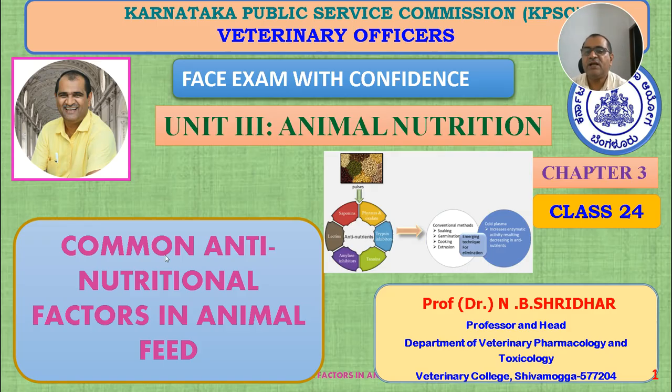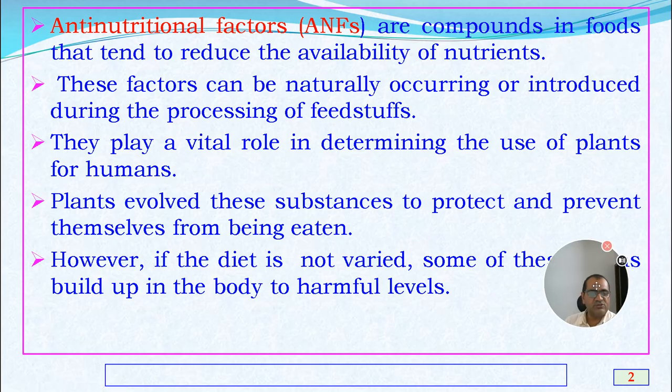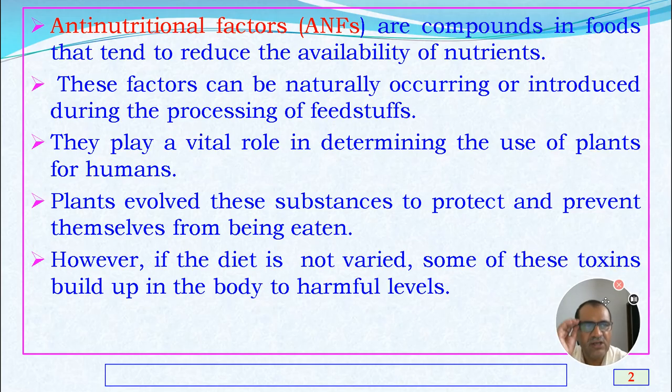So coming to the actual topic itself, the anti-nutritional factors, also known as ANFs, are compounds in foods that tend to reduce the availability of nutrients. Nutrients may be anything: carbohydrates, proteins, minerals, and also other nutrients like vitamins. These anti-nutritional factors play a vital role in determining the use of plants for human beings.